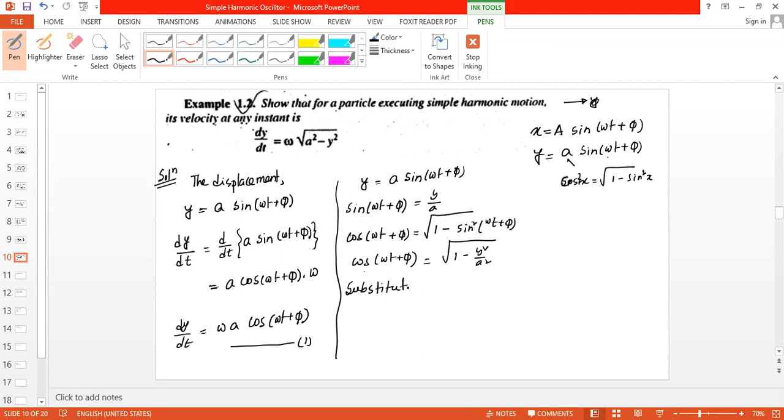substituting this value in equation 1, we get dy over dt equal to omega a into square root of 1 minus y square over a square. This is basically omega a square root of (a square minus y square) over a square, right? Is it clear?